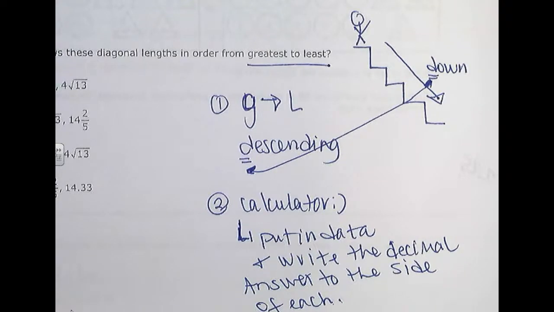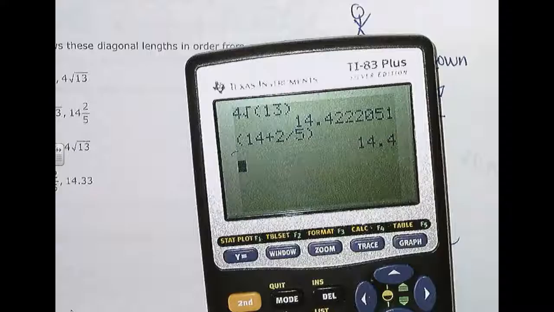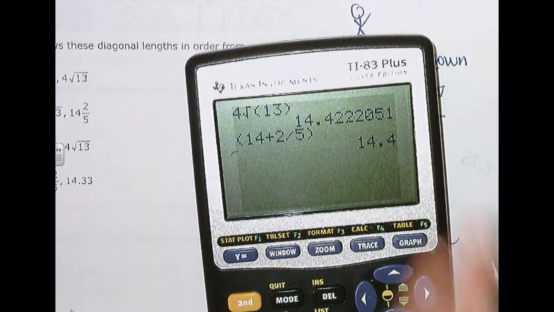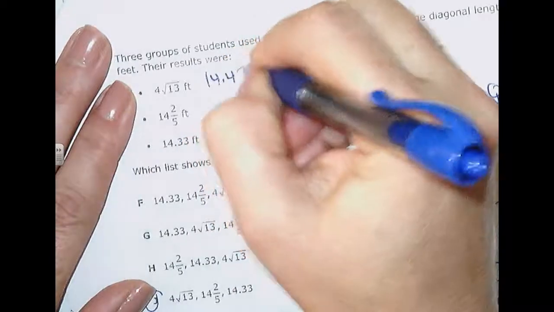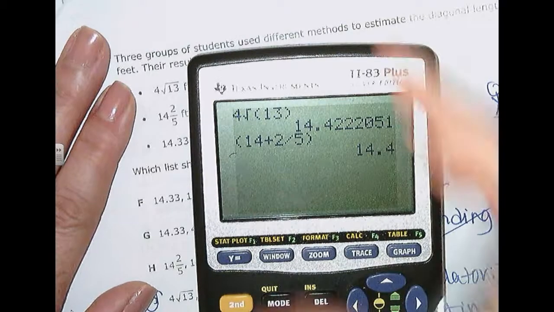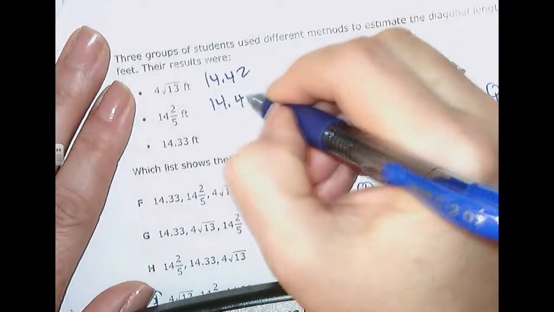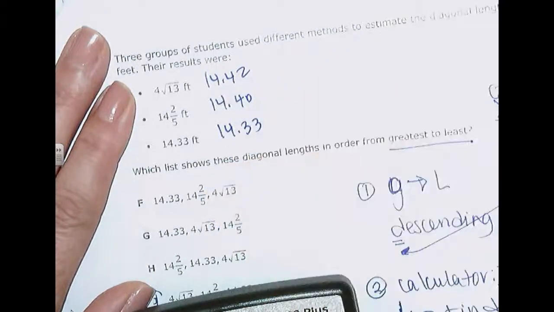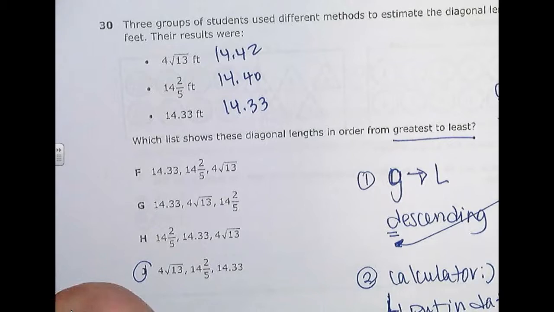In your calculator, you would go to list 1 and put that data in, a whopping 3 numbers. And I would write the decimal answers to the side up there, so that way you know what you're doing when it's time to put them in order. Now, I actually went to the home screen and put those in for you. So, 4 square root 13 is 14.42. And 14 plus 2 divided by 5, and you better know how to do that, is 14.4. And that's 14.33. You should be able to put those in order, but I just don't have time to test that theory. You put them in the calculator and make sure they're right.